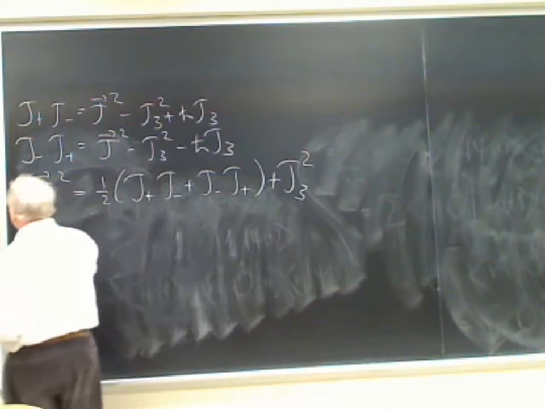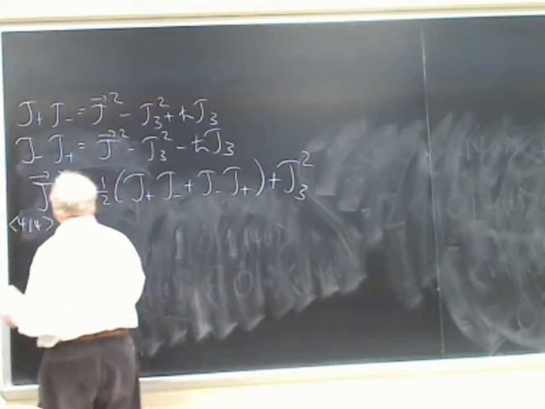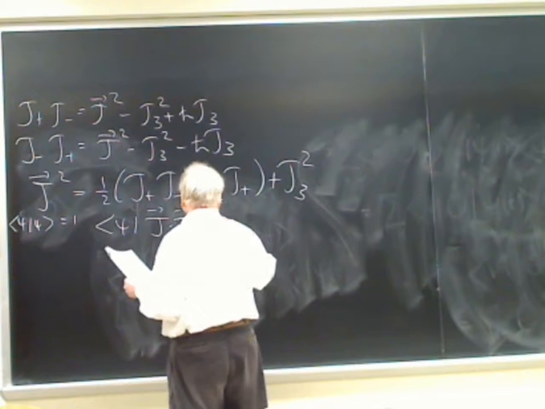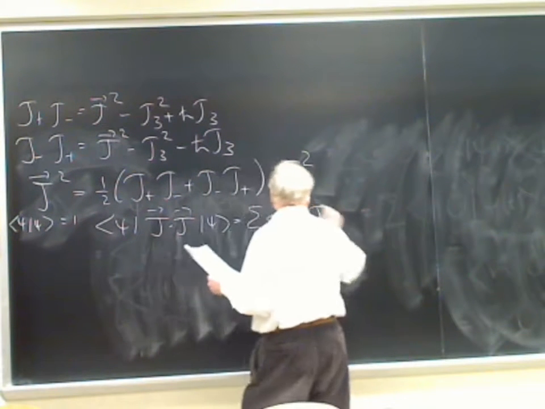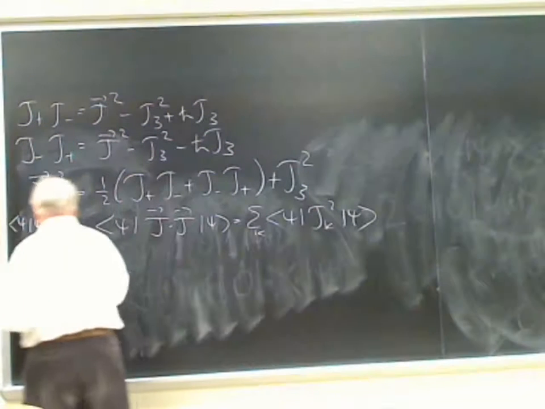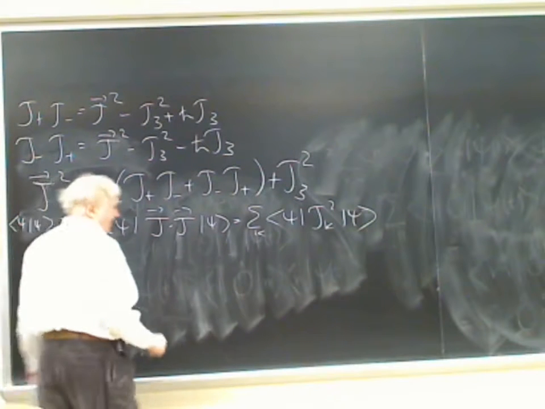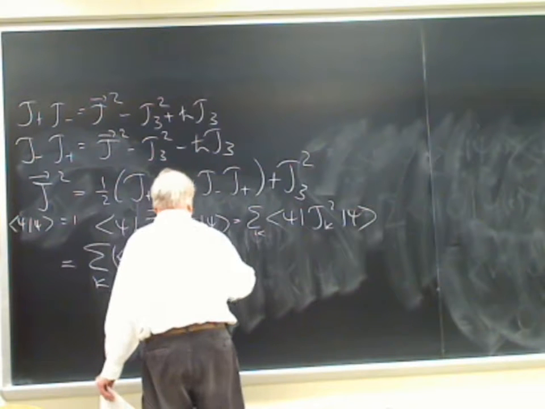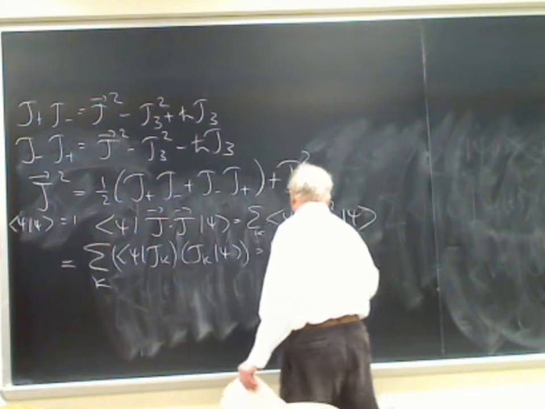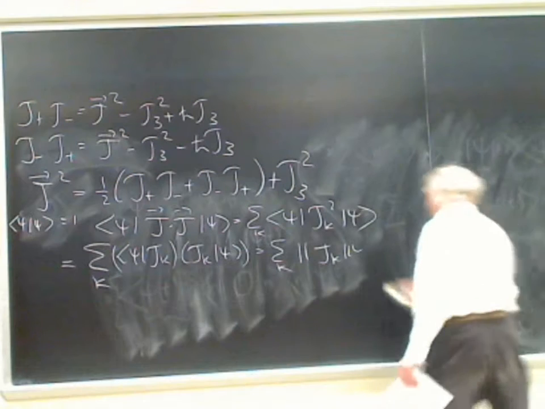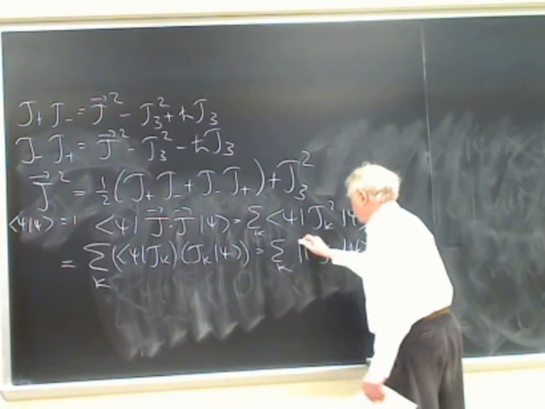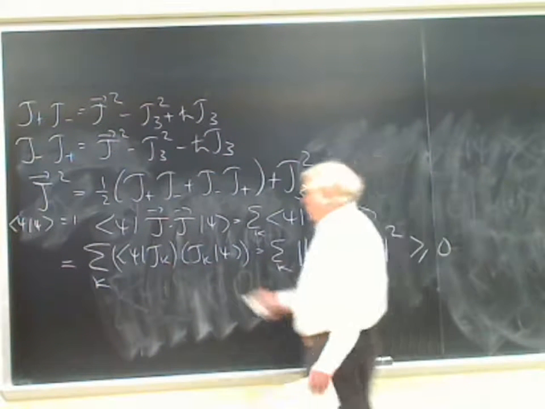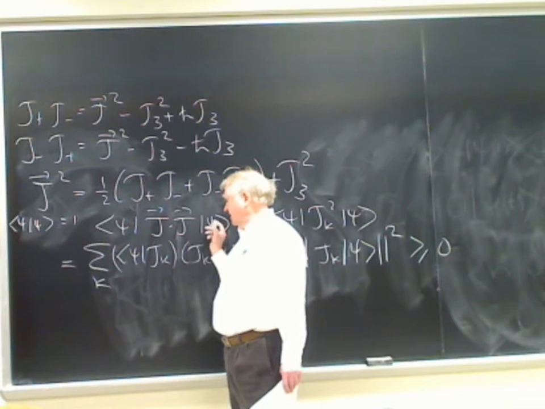All right, now let's consider psi to be some normalized state, and take the mean value in the state psi of J squared, which is J dot J, and this is the sum on K of psi J_K squared psi. And this is certainly positive because the sum on K of, in other words, psi J_K times J_K psi, is a sum on K of the norm of the vector J_K psi, and that is greater than or equal to zero. So we know that the mean value in any normalized state of J squared is positive.